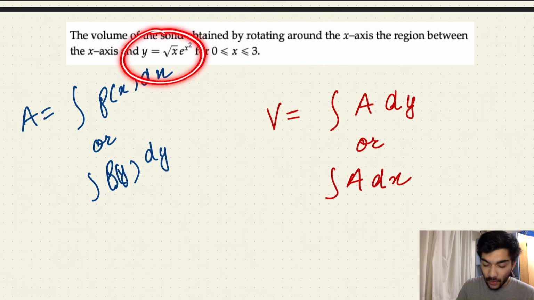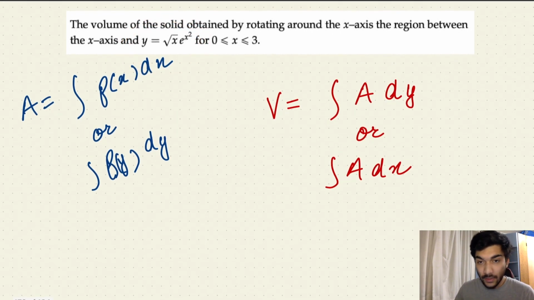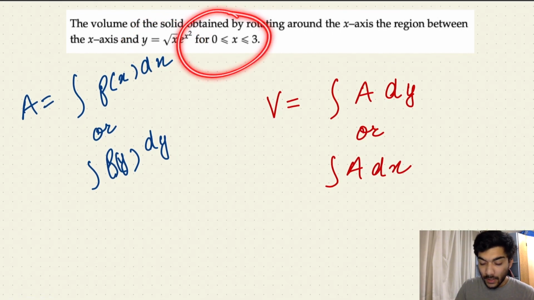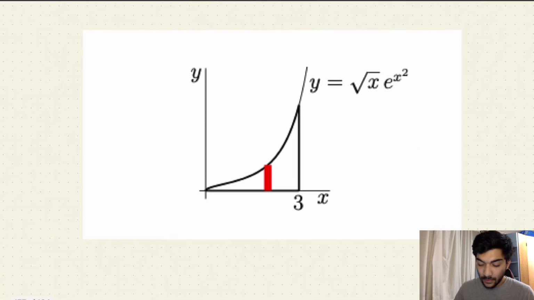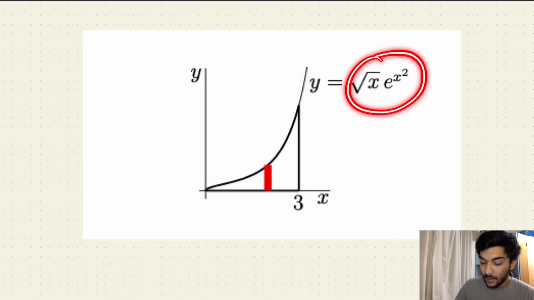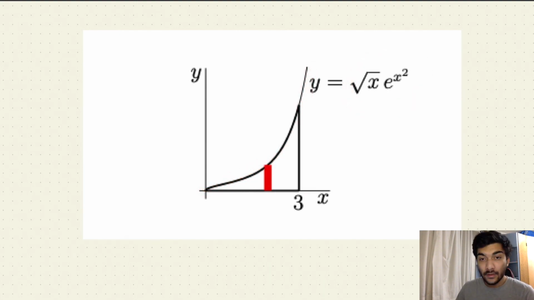So let's first draw the sketch of y equals root x e to the power x square for the interval x equals 0 to x equals 3. If we sketch the graph of this function, this is our y equals root x e to the power x square. So this is an increasing graph. And now what we have to do is take this curve.